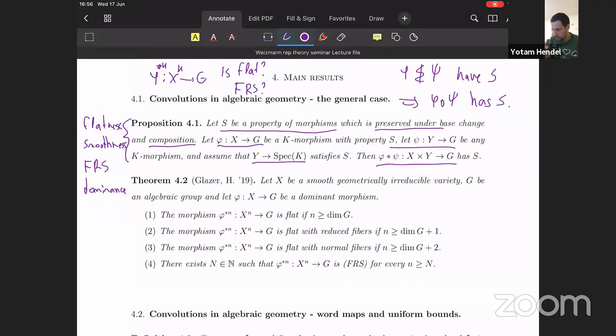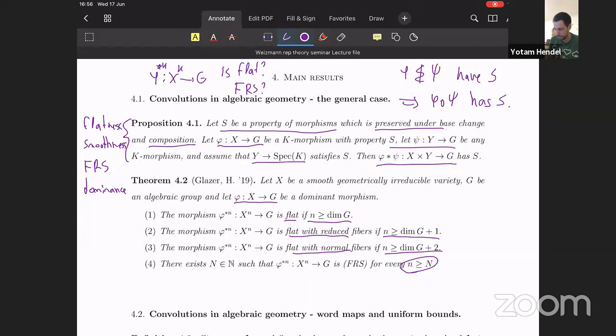What we can actually show is that if we start from some dominant map from some smooth geometrically reducible variety X into some algebraic group G, then taking at least dim G convolution powers gives us a flat morphism, and another convolution power gives us a flat morphism with reduced fibers. Another convolution power gives us a flat morphism with normal fibers, and eventually we get an FRS morphism.